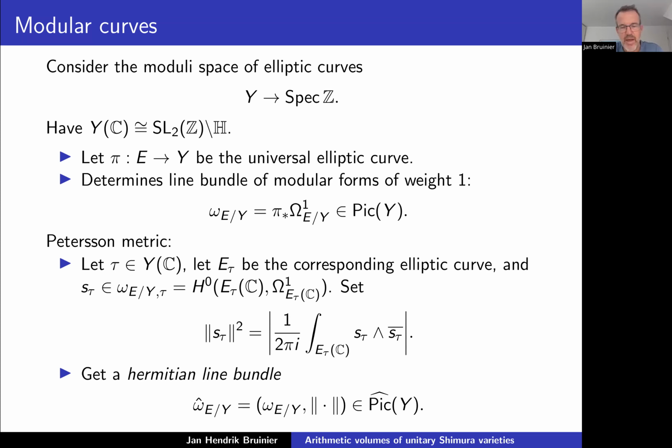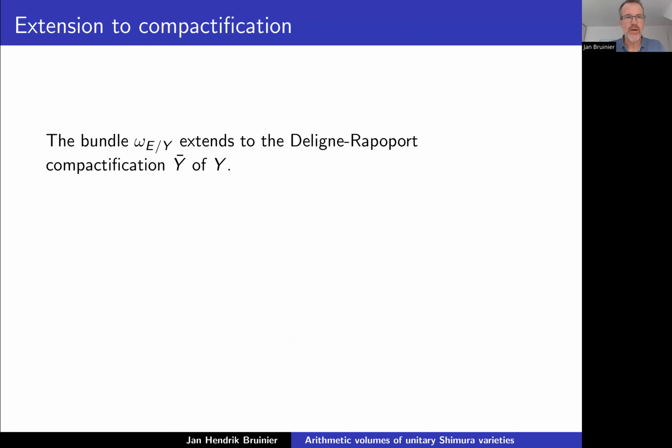And in this way, we get a Hermitian metric on this line bundle. And then we get a pair, namely the line bundle on this moduli space Y together with a Hermitian metric, and this is called a Hermitian line bundle. So it's a line bundle on the arithmetic variety together with a Hermitian metric, and the isomorphism classes of such Hermitian line bundles form the arithmetic Picard group, denoted by Pic-hat of Y. Okay, so we have this Hermitian line bundle. This is now on the, so to say, open modular curve.